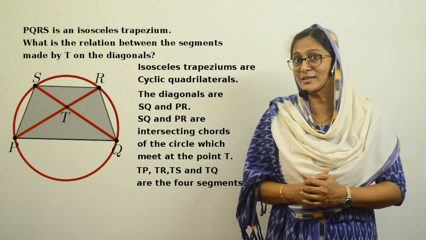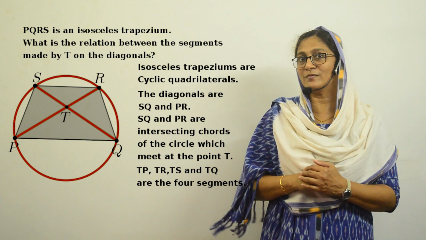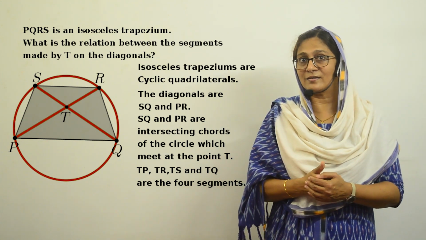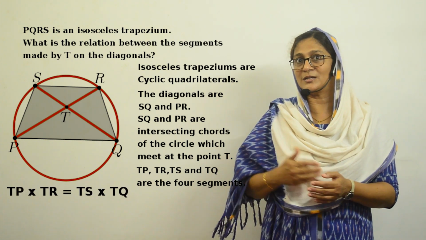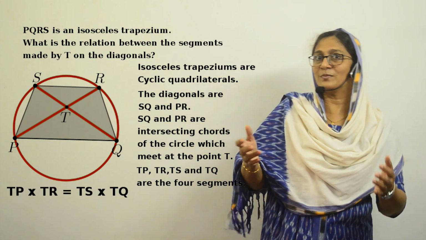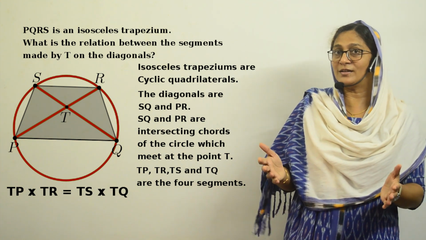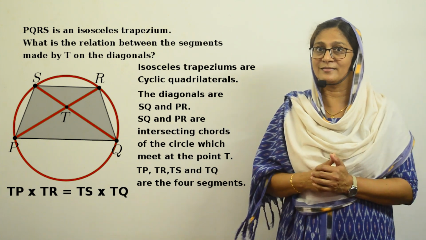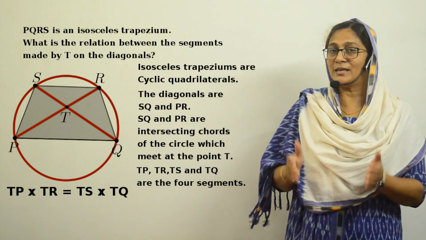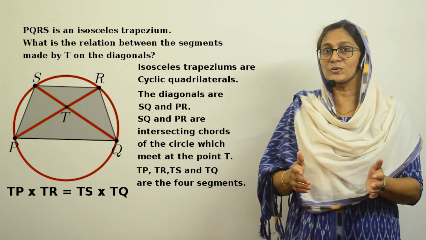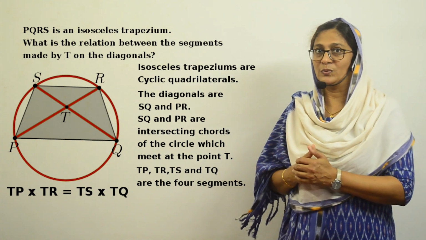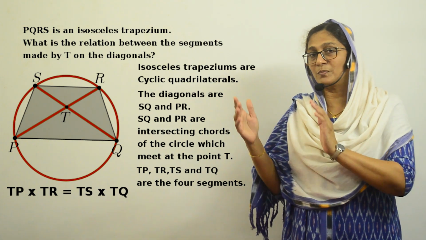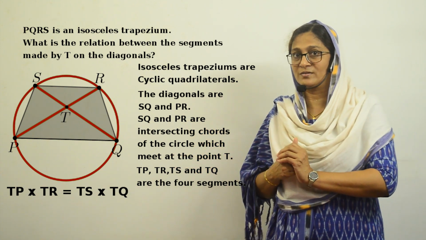Now, since they are intersecting chords of the circle, we have a relation with them. TP multiplied by TR is equal to TS multiplied by TQ. So that becomes our answer. What is the relation between the segments made by T on the diagonals? TP into TR is equal to TS into TQ. The product of the parts of the first chord is equal to the product of the parts of the second chord.